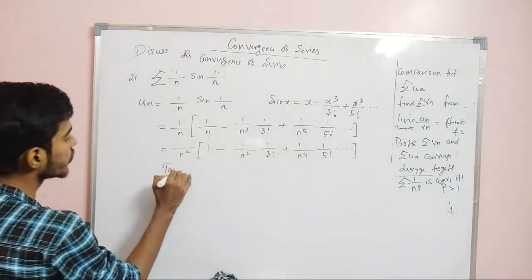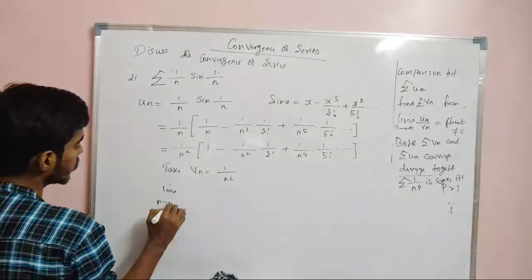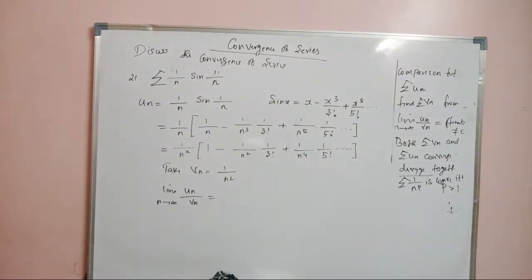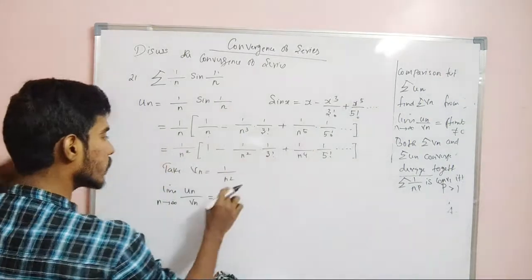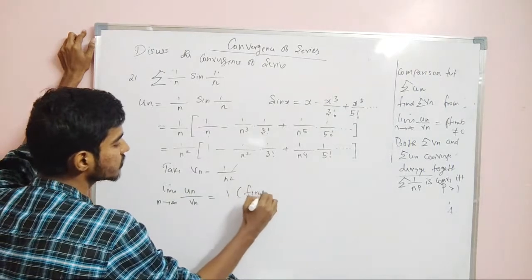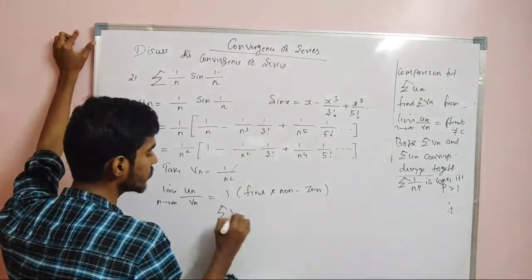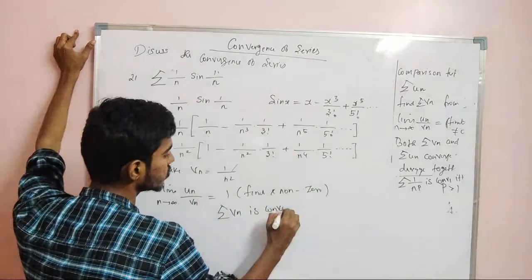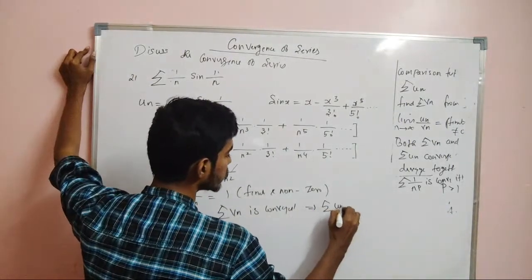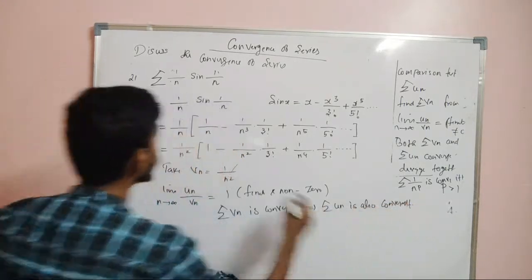Now you take Vn to be 1 by n square. Now what about limit n tends to infinity Un by Vn? The entire term divided by 1 by n square, this term will get cancelled, this term tends to 0. So we will have only 1, which is finite and non-zero. So both Un and Vn behave alike. Since Vn is convergent, why? Because summation 1 by n square is convergent. This implies summation Un is also convergent. So therefore the given series is convergent.